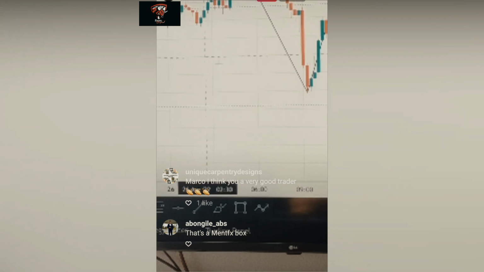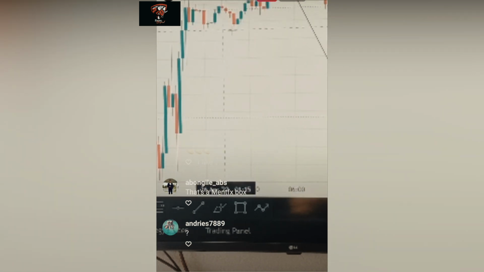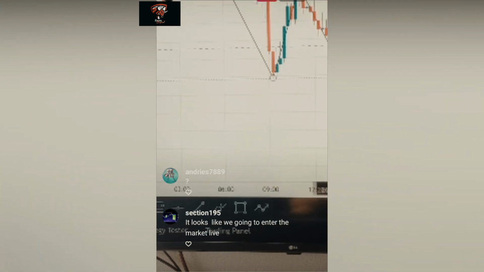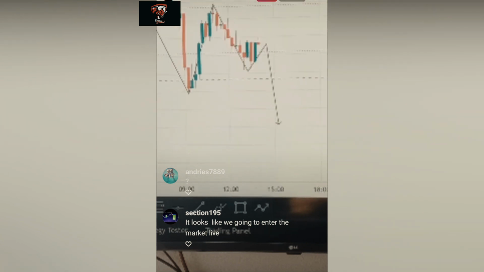They generate liquidity, liquidate that liquidity, generate liquidity, liquidate that liquidity.